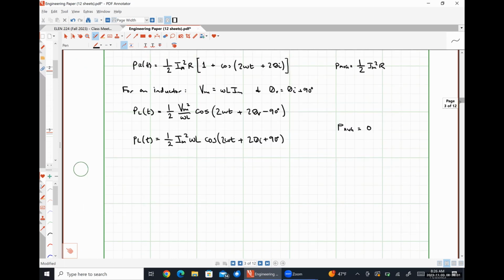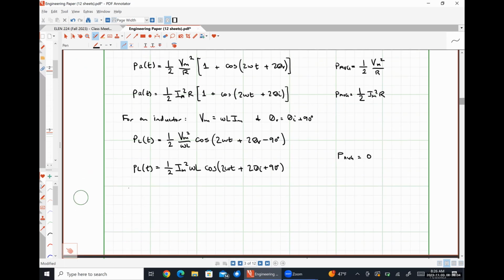Lastly, let's consider what happens when we have a capacitor. So for capacitors, we know that the magnitude of the current is equal to omega c times the magnitude of the voltage. And we know that theta I is equal to theta v plus 90 degrees. So for a capacitor, we find that the current leads the voltage by 90 degrees. And once again, you guys should have experimentally verified that or something close to that in our last lab.